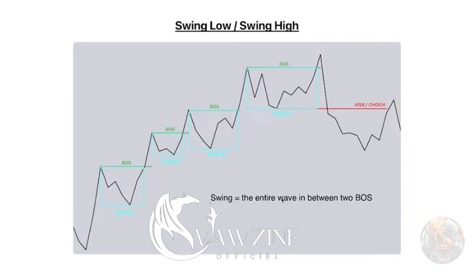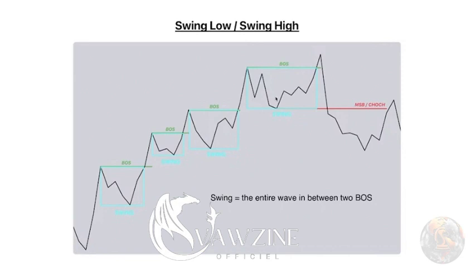A swing is the entire wave in between two breaks of structure. So everything from this previous high all the way until the break of structure, this entire box, everything inside this box is a swing. Same with this swing, from the high until the high breaks, from the high until the high breaks. These are the swings, all the stuff that goes on in between, the consolidation, the chop, whatever you want to call it. All of that in between is the swing.